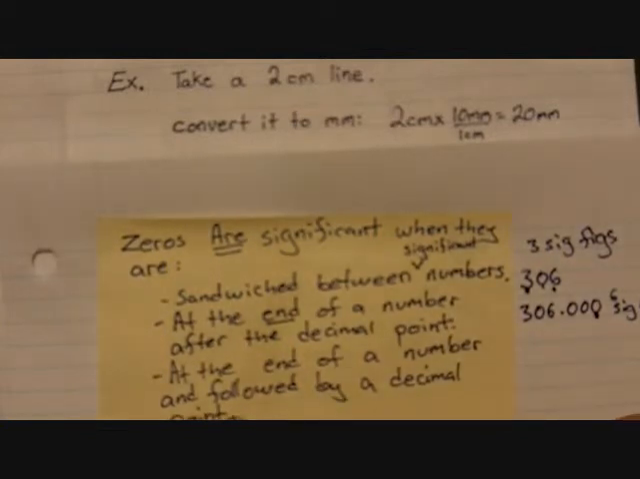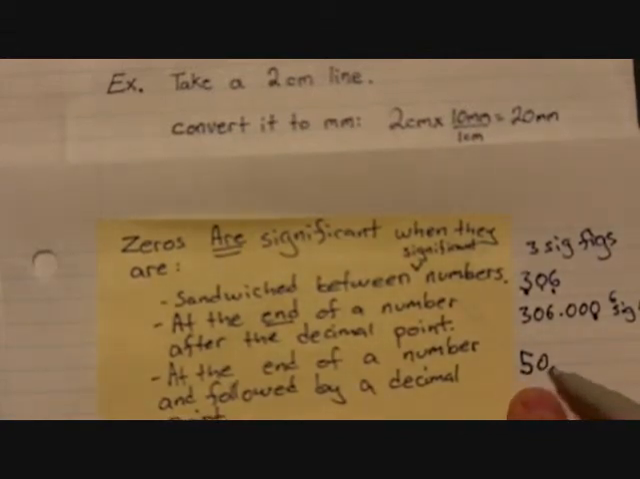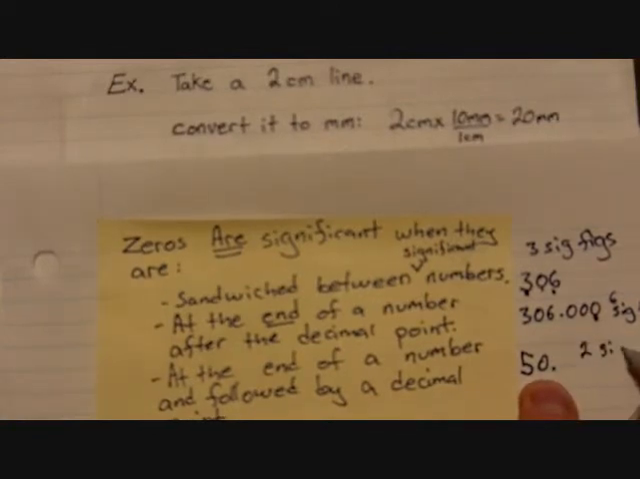They're also significant if they're at the end of a number and followed by a decimal point. So if I took 50 with a dot, I know that I'm sure about the 5 and I'm guessing the 0, so I've got 2 sig figs.